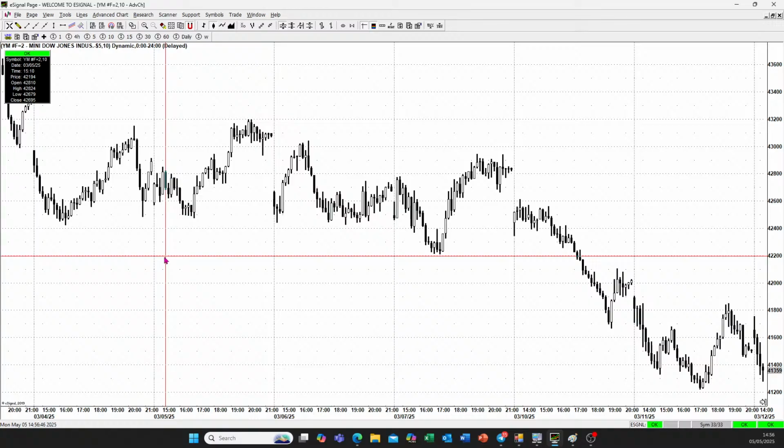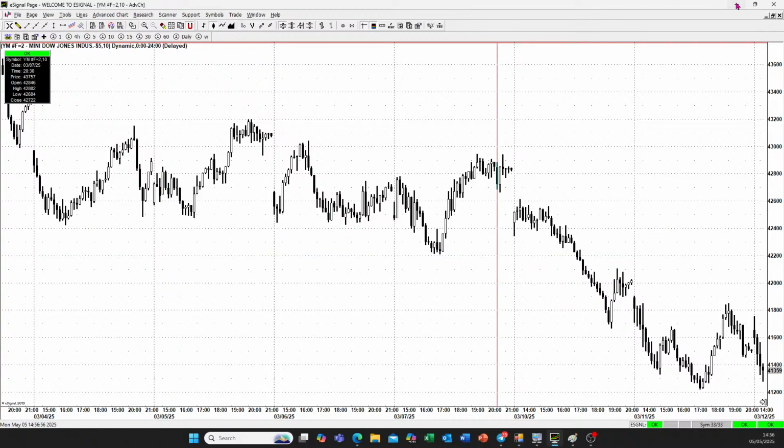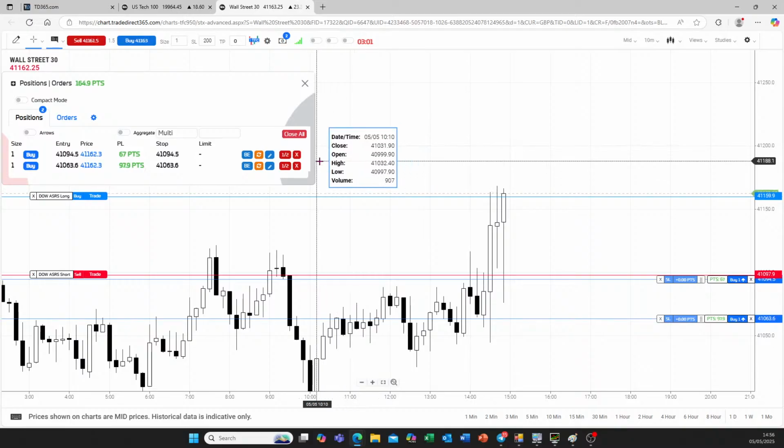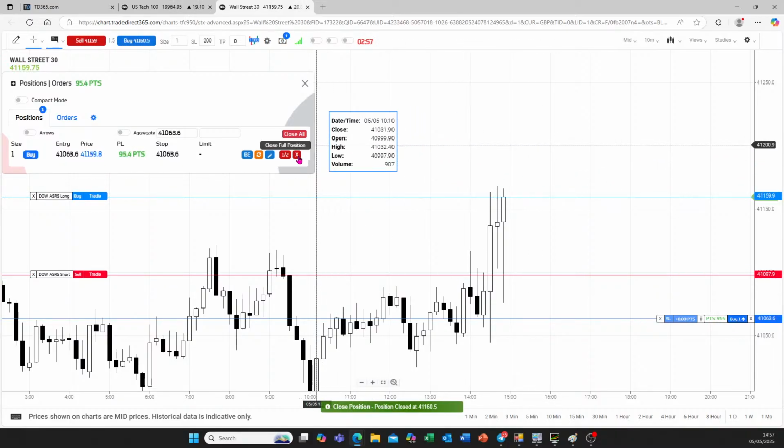ISM is being released here. So as you can see, ISM doesn't strike me as a number that necessarily warrants a lot of attention. I think I'd like to take profit here on a double top, and probably just going to do this for myself as well.